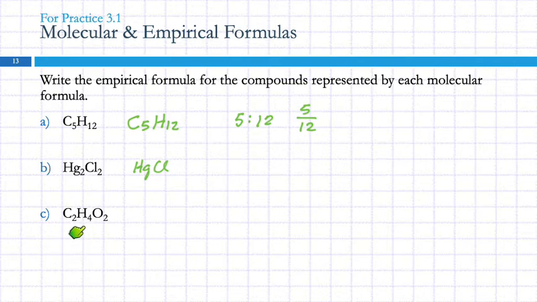Here we've got 3 elements. Can that be simplified? Yeah, 2, 4, and 2 are all divisible by 2. So if we divide each subscript by 2, we get CH2O. If you write a 1 there, I won't mark it wrong, but we don't do that. Any questions?